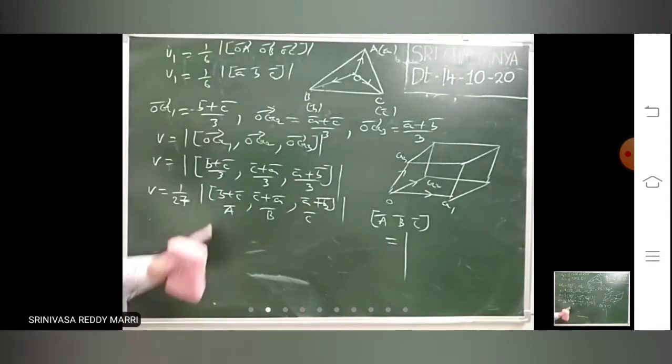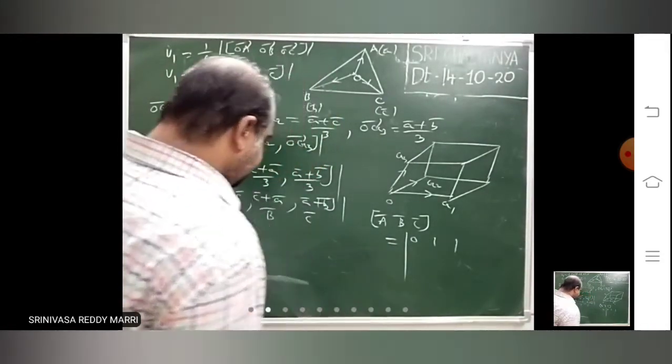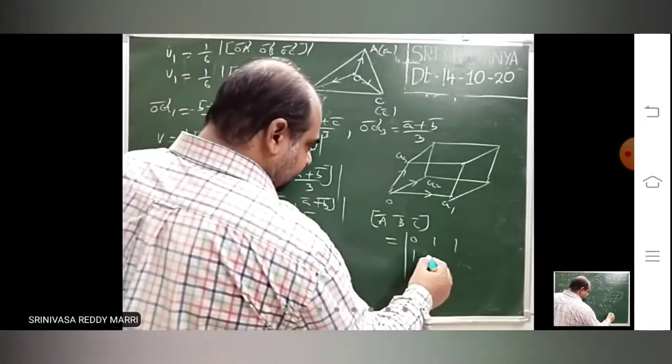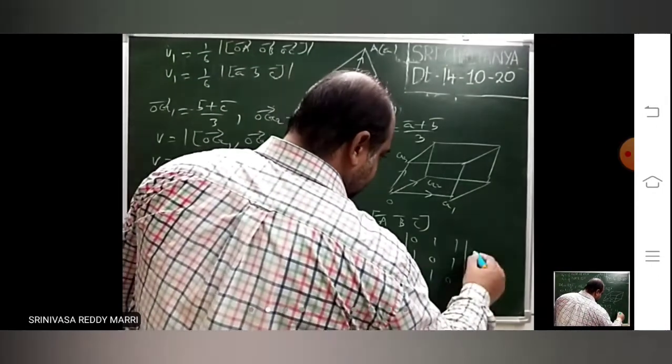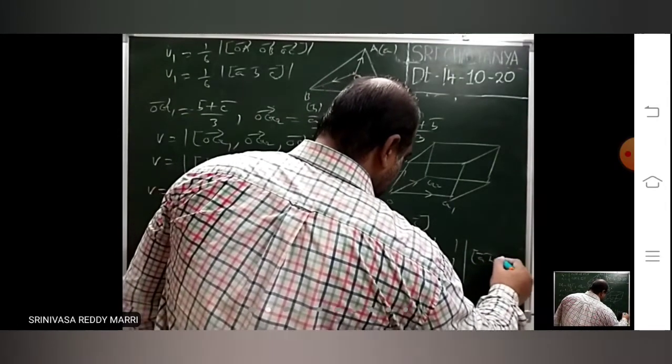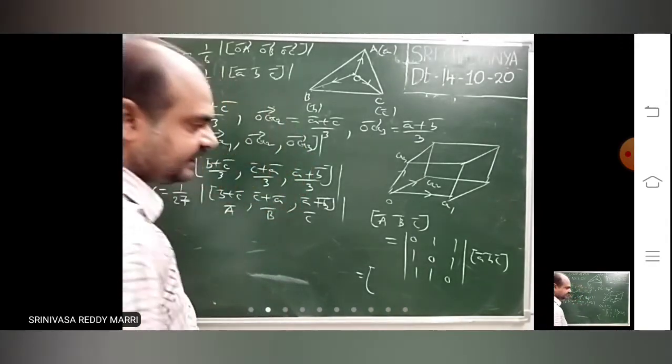What I told, determinant. Determinant A bar is 0 here, 1, 1. So next 1, 0, 1. So next 1, 1, 0 into this. So you calculate this determinant, how much you will get.